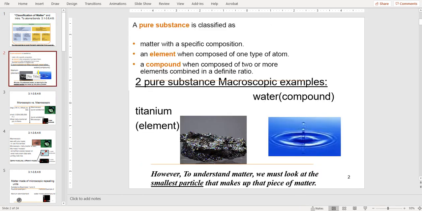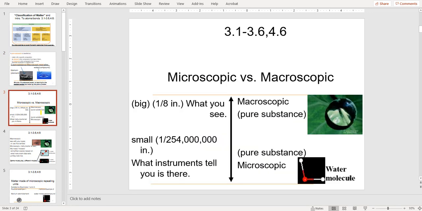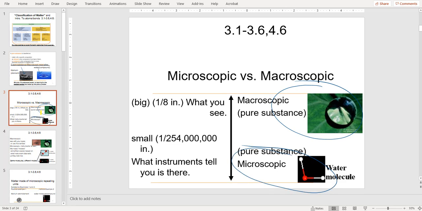So in slide 2, we see an example of titanium element and water compound. Again, just by looking at it, you won't know unless you have it memorized whether it's an element or compound. You need to magnify the substances so that you can see it on a microscopic level. So here's water on a macroscopic level, and then here is water on a microscopic level.